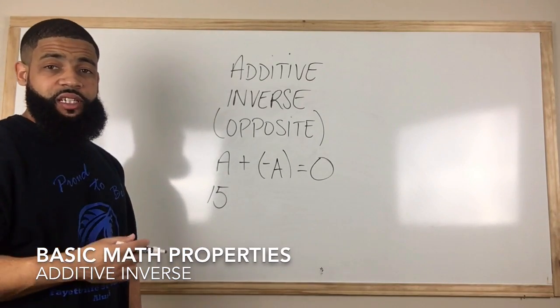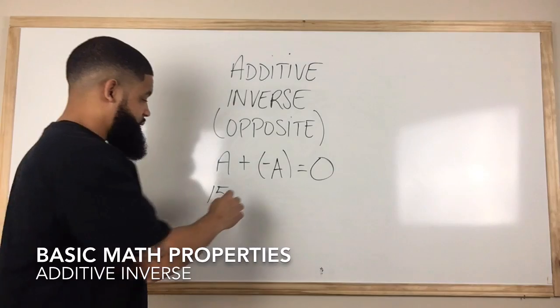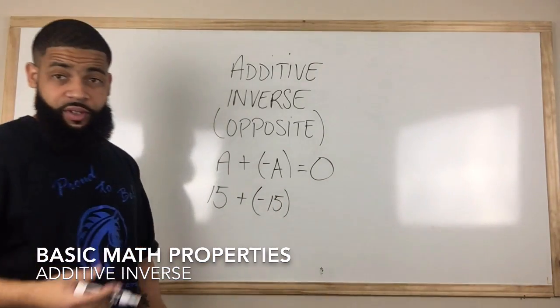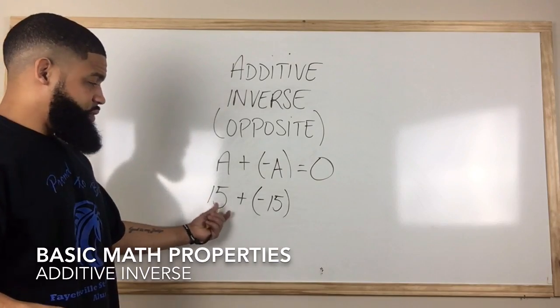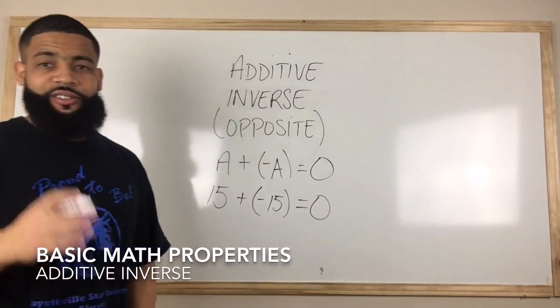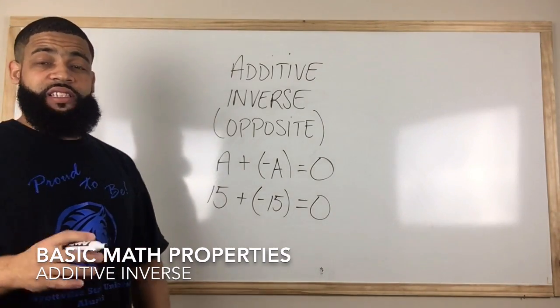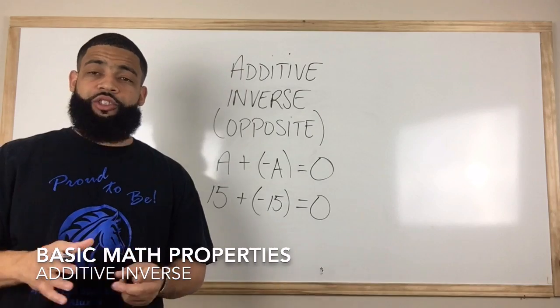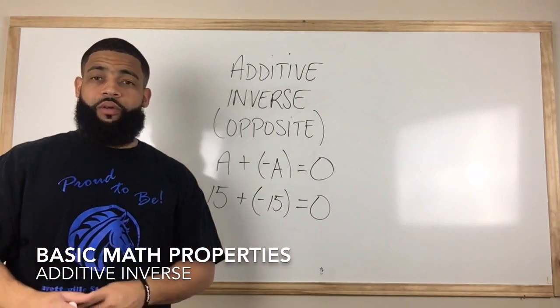So if I have 15, well, the opposite of 15 is negative 15. And if I take 15 plus negative 15, I'm going to get 0. So this is the additive inverse. Now we're talking about negative numbers, which are called integers, when we start talking about the inverse.